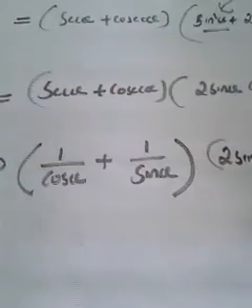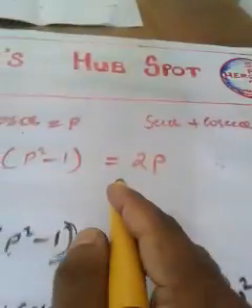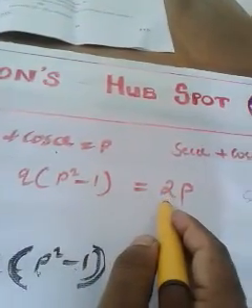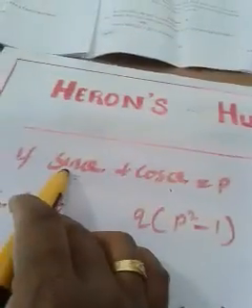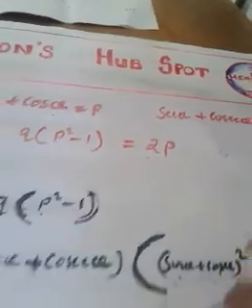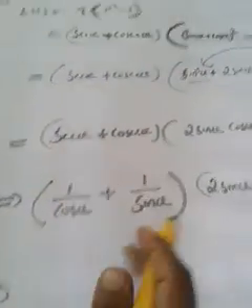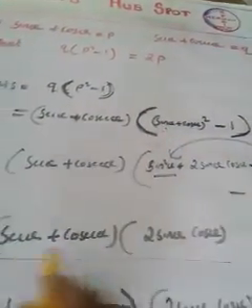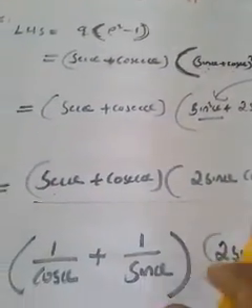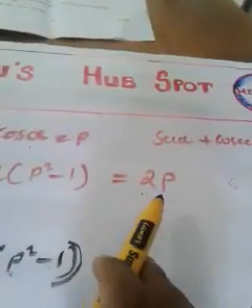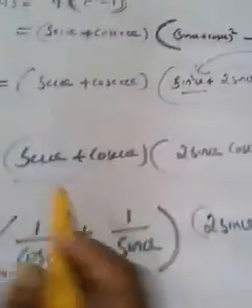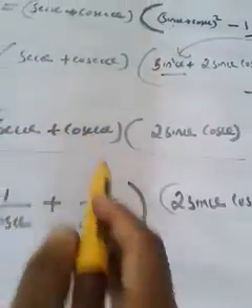You know why I am writing this? You may not understand. I have to reach 2p. That means 2 into p, and p is nothing but sin theta plus cos theta. So 2 into sin theta plus cos theta. This expression is in terms of sec, cosec, sin, cos. I have to convert it in terms of sin and cos, because I have to reach 2p and p contains only sin and cos. That's why I replaced sec as 1 by cos and cosec as 1 by sin.